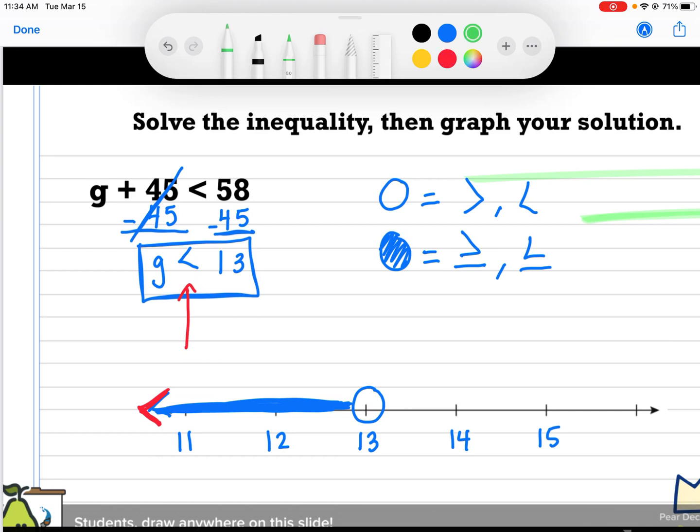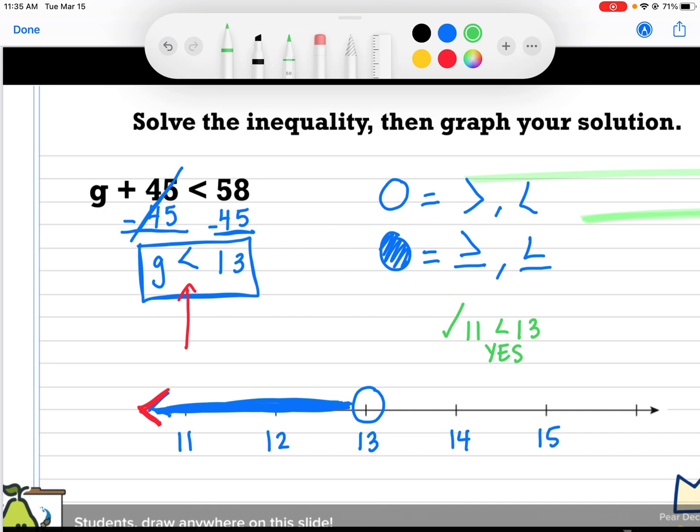And then if you were unsure if you were graphing correctly, you can just take a value from either side and see which one makes it a true statement. So for example, if I plugged in 11, which is on the shaded side, is 11 less than 13? Yes, 11 is less than 13, right? The mouth always eats the bigger value.